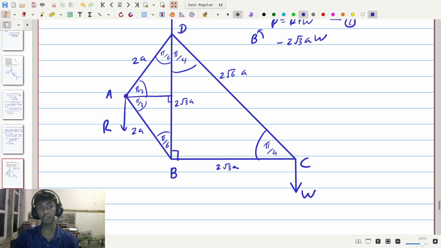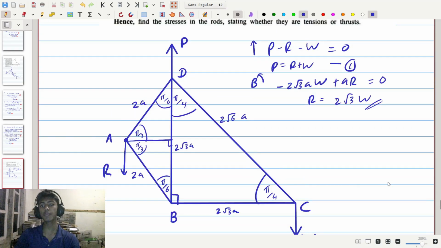Now considering the other force, the force R, the distance relevant is this distance, which is going to be equal to 2a sine pi by 6, or just a. So therefore the moment here is a times R, since the anti-clockwise direction is positive, so we have plus a times R, and that must be equal to 0, and we can see that this is going to give us that R is equal to, rearranging, 2 root 3 W.